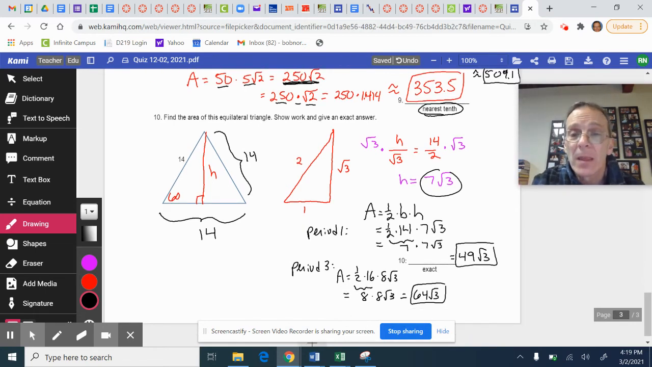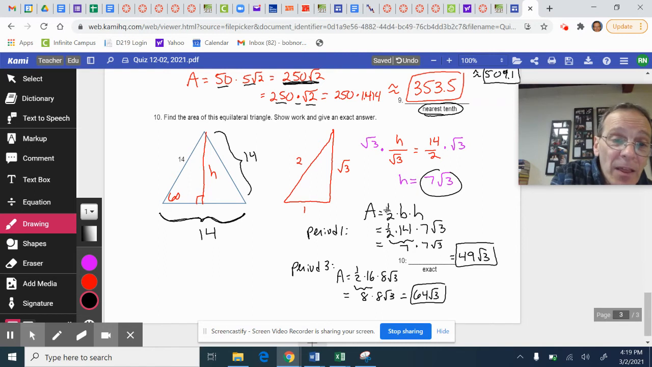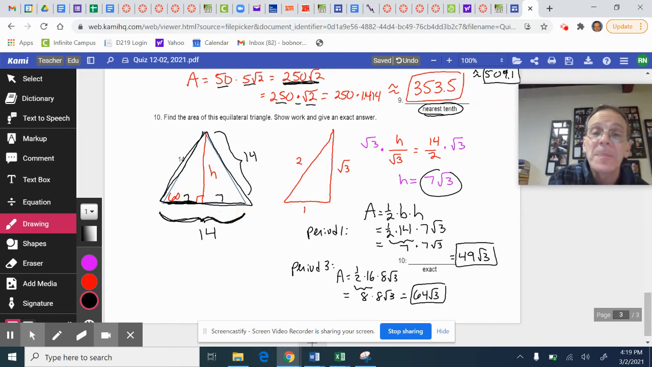Now look, the area formula is 1/2 times base times height. The base of this triangle is this entire 14, right? I mean, that's 7 and that's 7. So this 7 is the base of that 30, 60, 90 triangle. But we're trying to find the area of this original triangle, whose base is 14. So 1/2 is part of the formula. The base is 14. The height is 7 radical 3. And that all simplifies to 49 radical 3.